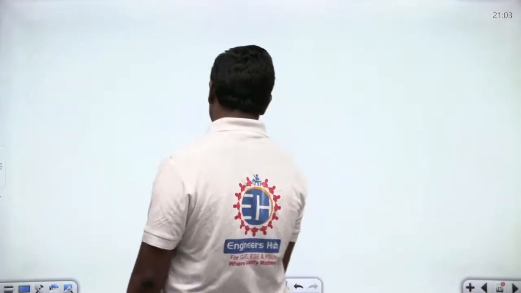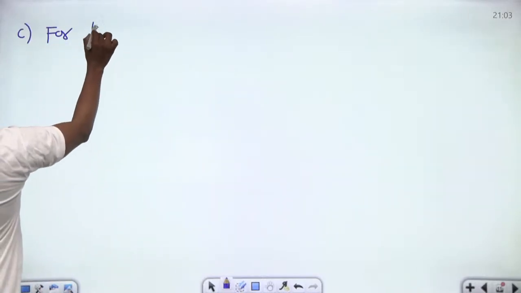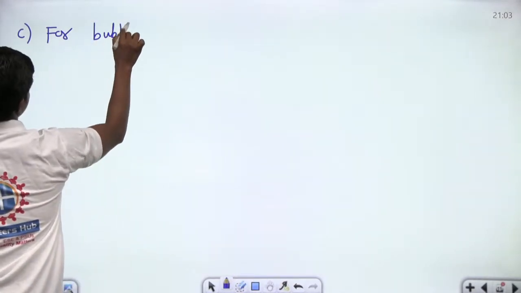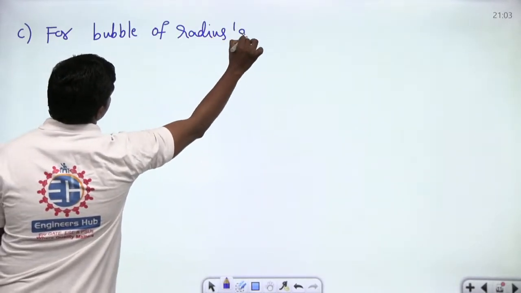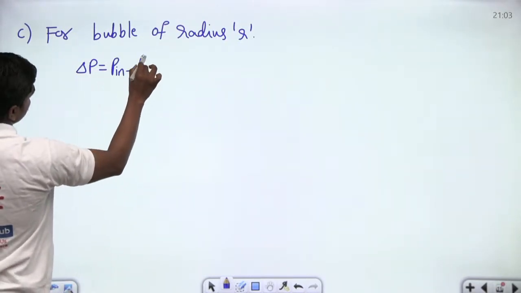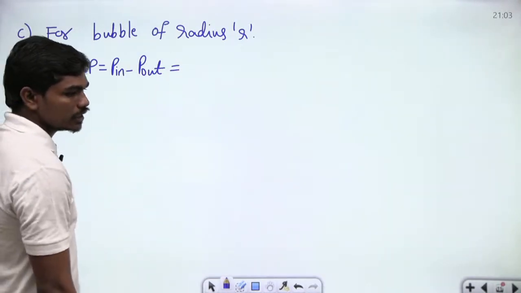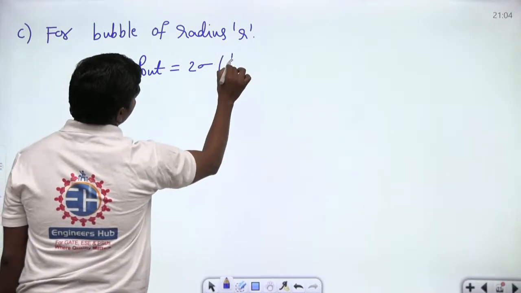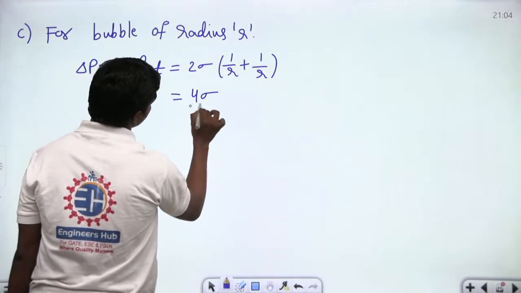So let us write that for a soap bubble. For a bubble of radius R, this delta P, which is P inlet minus P out, P internal minus P outer, is equal to 2 sigma times 1 by R plus 1 by R, which is 4 sigma by R, correct?